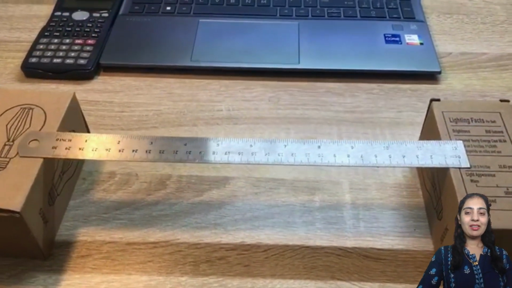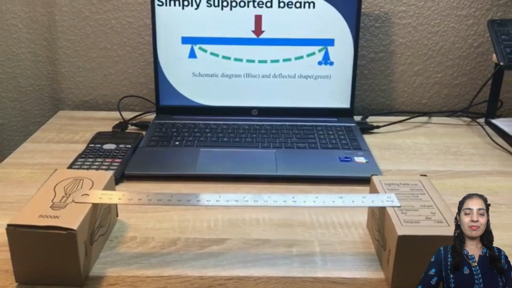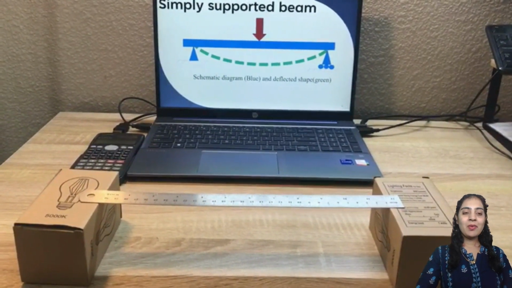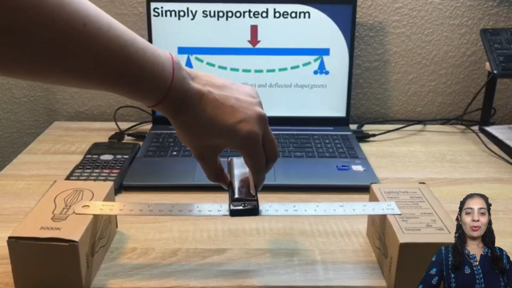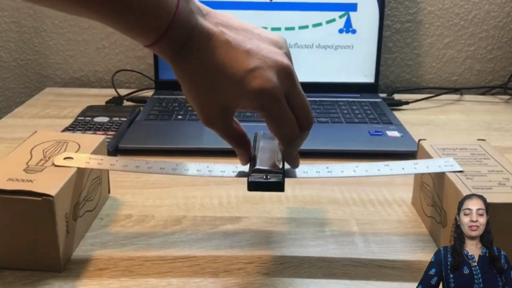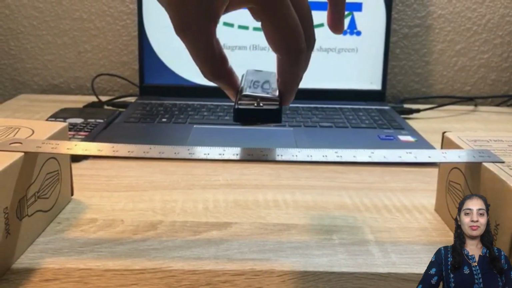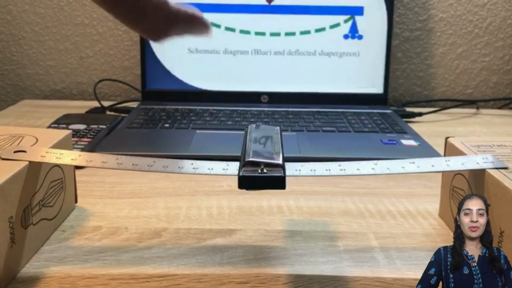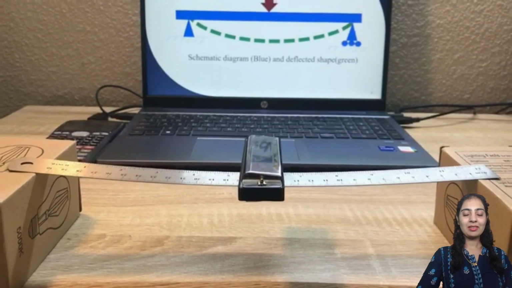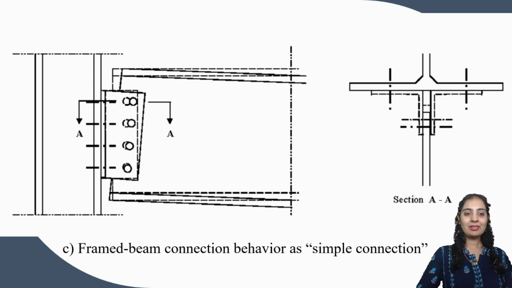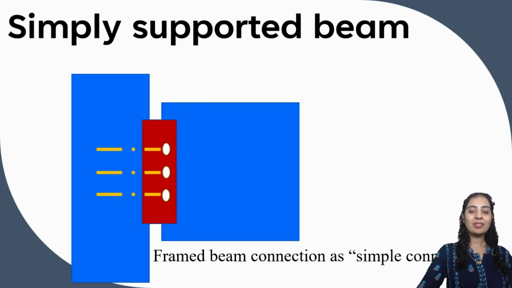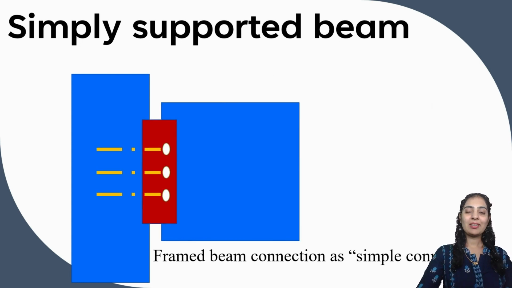So, this is the simply supported beam. And we will apply a load at its center. So, see the deflected shape of the beam. It will deflect downwards. So, this is a frame beam connection. It is also called a simple connection, as this connection allows rotation.